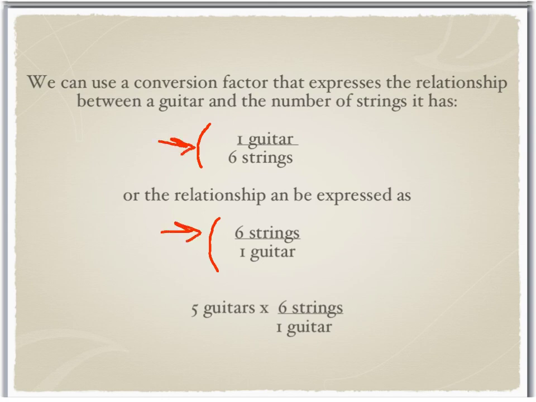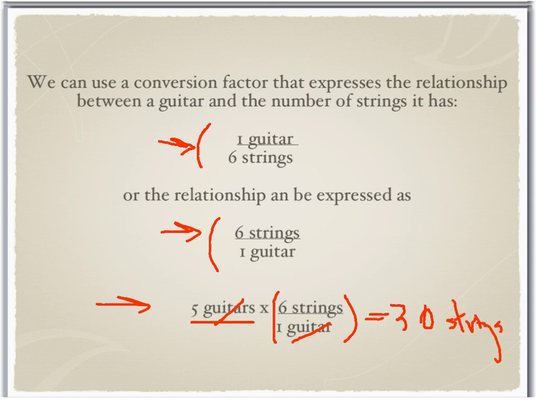So to work the problem down here, if I have 5 guitars, I want to use the conversion factor here that has guitar in the denominator so that it will cancel and we'll be left with strings in the numerator. So 5 times 6 is 30 strings. I think you can see how things would have gone wrong if we had used this relationship here instead. It would have been 5 divided by 6 and we would have used less than 1 string, which makes no sense at all.